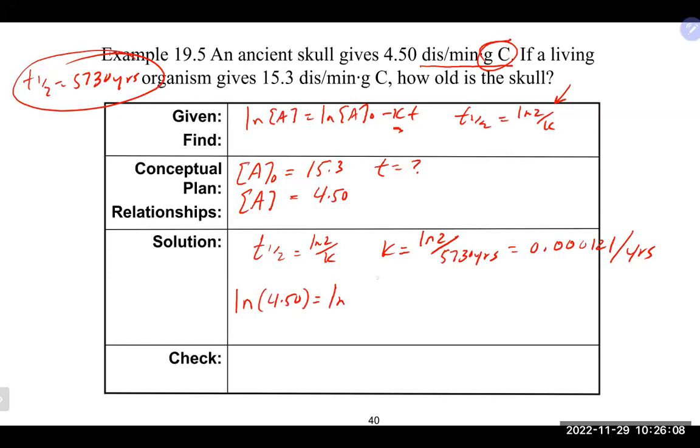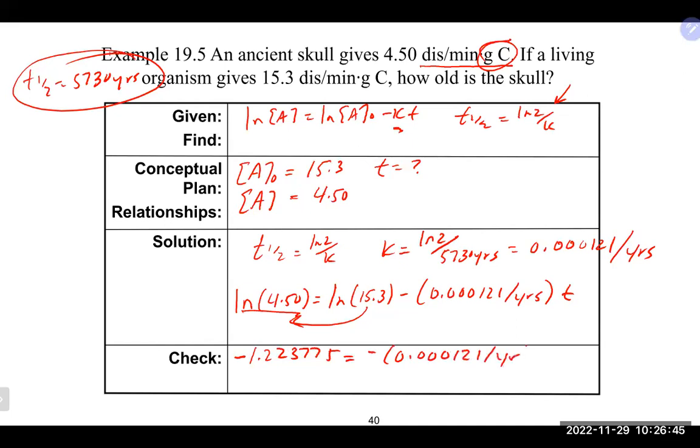Now, putting in our numbers here, we have the natural log of our final equals the natural log of our initial, 15.3, minus our 0.000121 reciprocal years and our time. I personally am going to take the natural log of 4.5 and then subtract the natural log of 15.3. So natural log of 4.5 minus the natural log of 15.3 will get me negative 1.223775 equals negative 0.000121 reciprocal years times time.